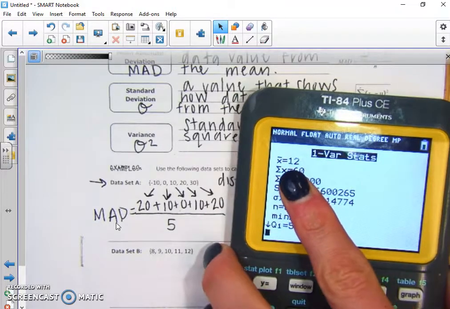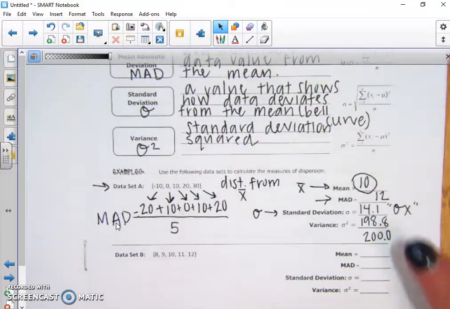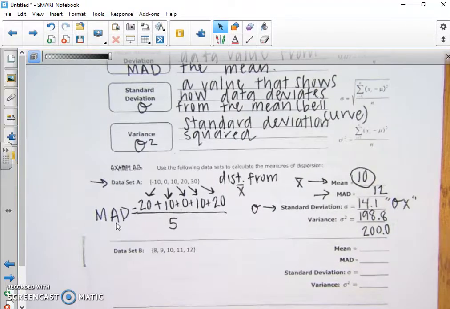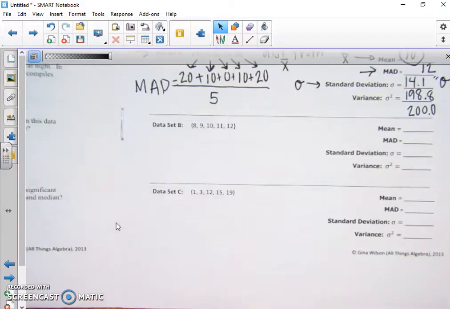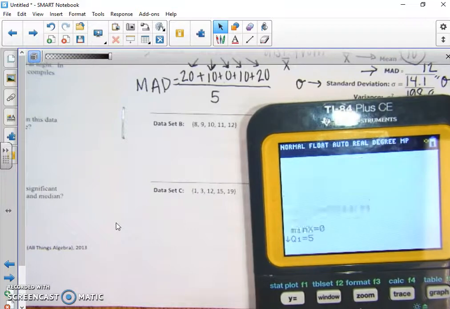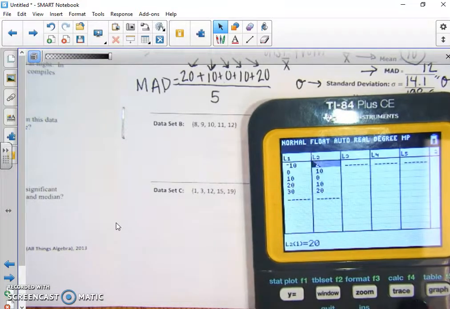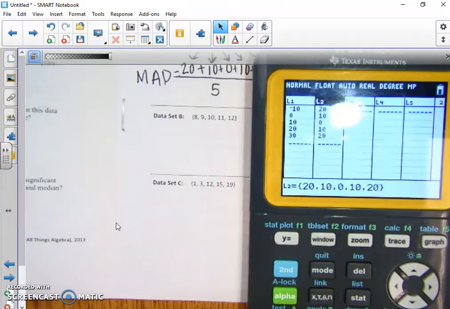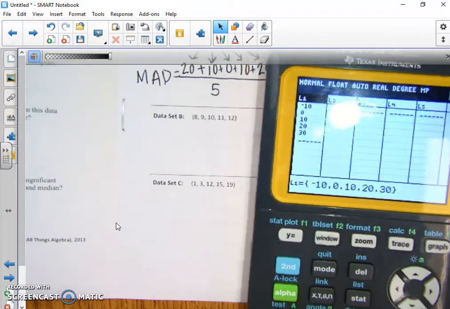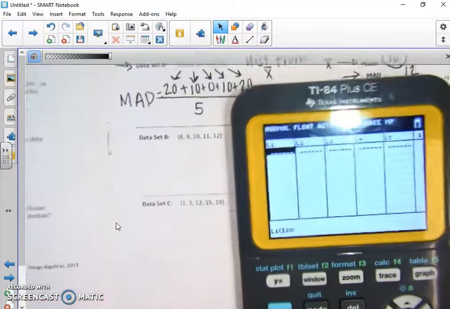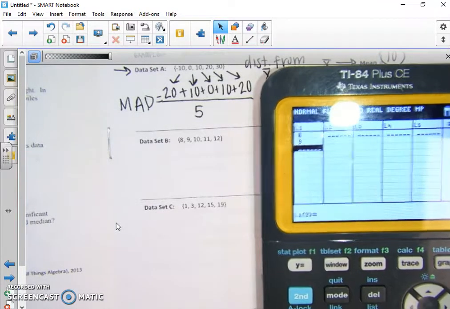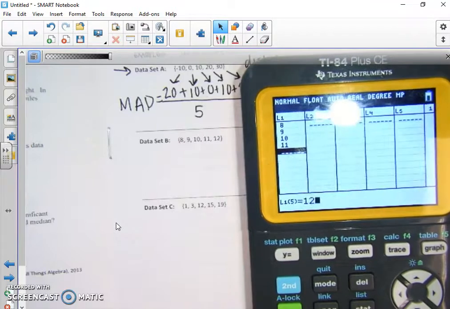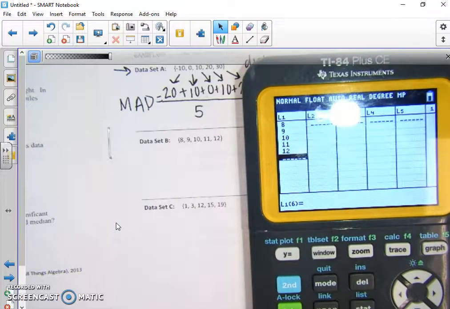First thing it tells us is the mean is 12. Mean absolute deviation is 12. Okay. So we can do the same thing with this next one. So we have data set B. So we can go back to our Stat, Edit, and let's clear out all these lists. So go up, hit Clear, and then down, Clear, then down. And let's go ahead and enter in our data points, 8, 9, 10, 11, and 12.